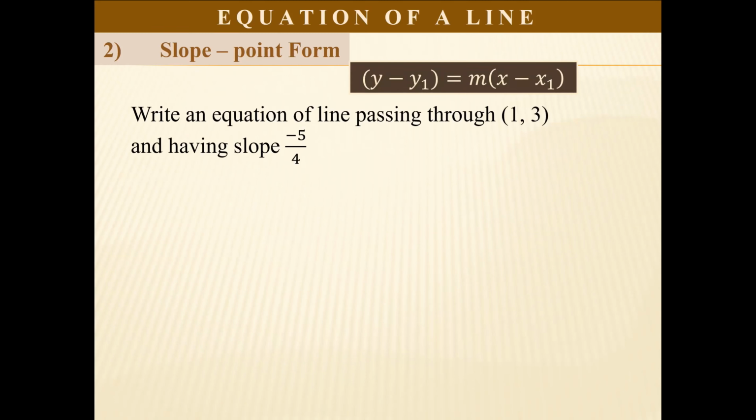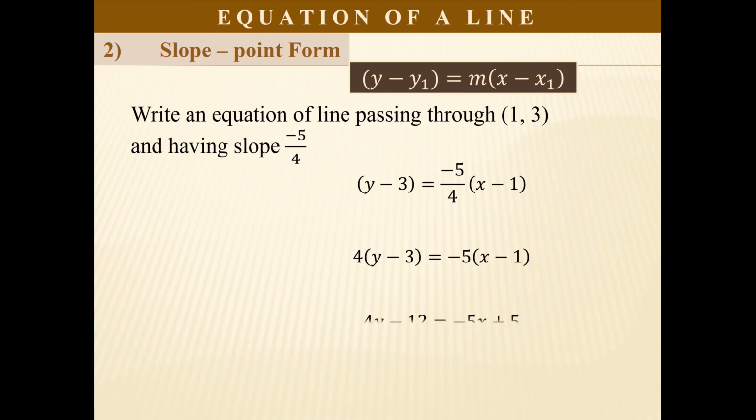Write an equation of a line passing through the point 1, 3 and having the slope negative 5 by 4. The slope is directly given in the question, you just have to substitute in the formula. So y minus 3 equals minus 5 upon 4 into x minus 1. Now simplify and write the equation in the general form. That will be your answer.